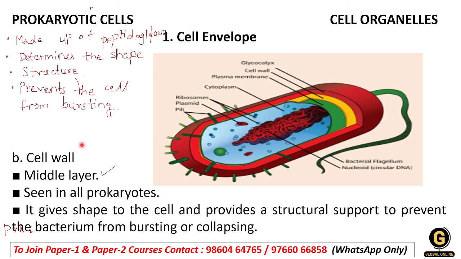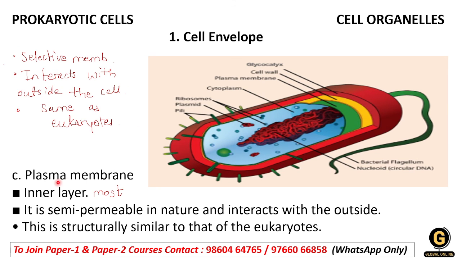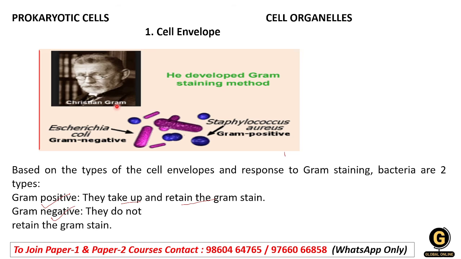Next comes the cell wall. It is the middle layer of the cell. It is made up of peptidoglycan. What does the cell wall do? It determines the shape and the structure of the cell, and it also prevents the cell from bursting. Next comes the plasma membrane. It is the innermost layer of the cell. It is a selectively permeable membrane, also called a semi-permeable membrane, as it allows specific substances to pass in. It also interacts with the outside of the cell.